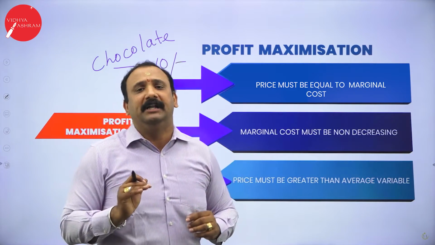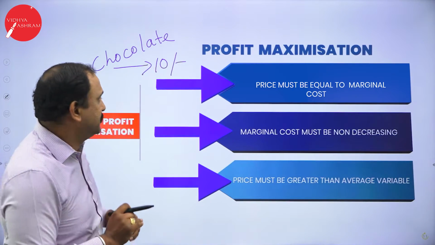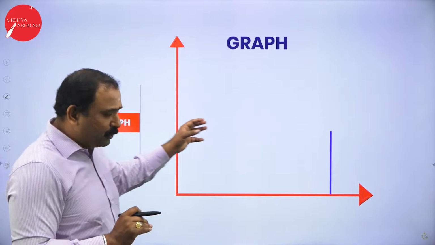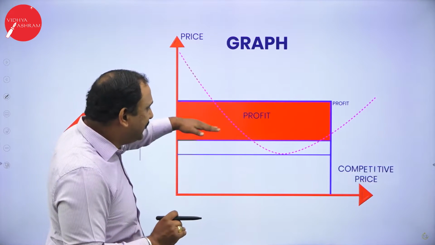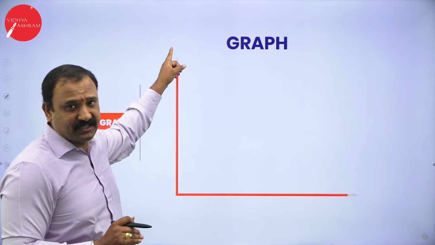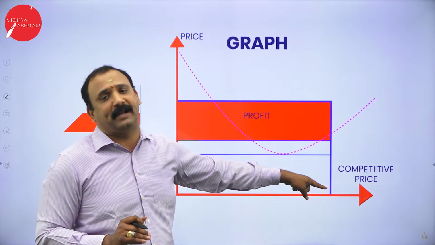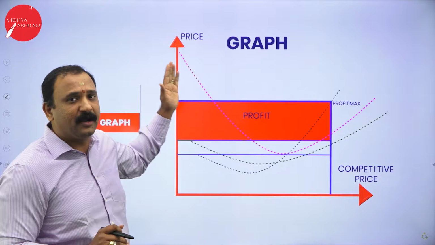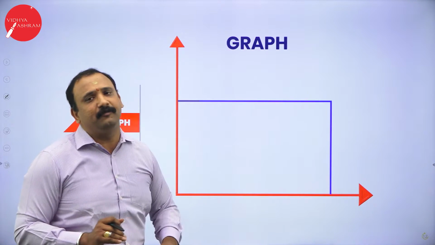Keeping this in mind, let us see the graph that relates to profit maximization. If you look at this graph, it's quite interesting to understand. The underlined area is called profit. Now there are two factors. You have the price and you have the competitive price. So there are two factors that come here: one is the price, the other one is the competitive pricing.